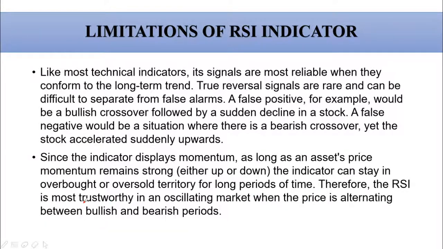Therefore, the RSI is most trustworthy in an oscillating market when the price is alternating between bullish and bearish trends. As we can see, this is the best moment when you can use the RSI indicator. The best market is when the market is oscillating and the price is alternating between bullish and bearish trends. In a sideways market, it's not that good to use the RSI indicator.